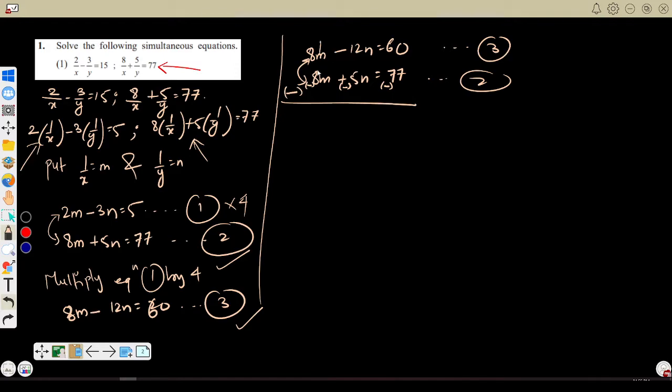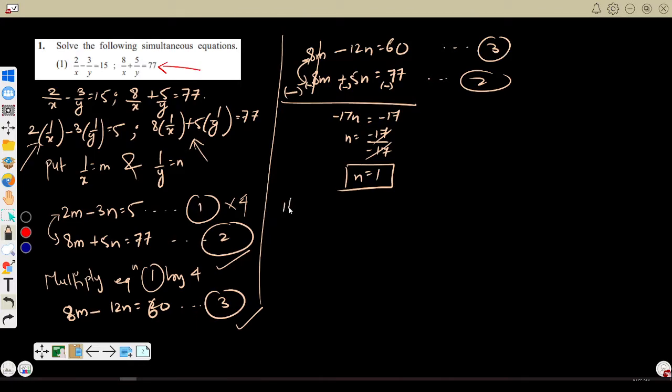So if you solve this, 8m minus 8m will cancel each other. Minus 12n minus 5n will give you the value as minus 17n is equal to... Now 60 minus 77 will give you the value as minus 17. So n is equal to minus 17 upon minus 17. So this will cancel and the value of n turns out to be 1. Now using this I can easily find the value of variable m.